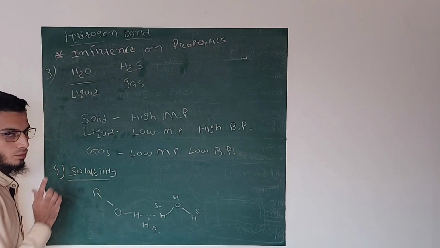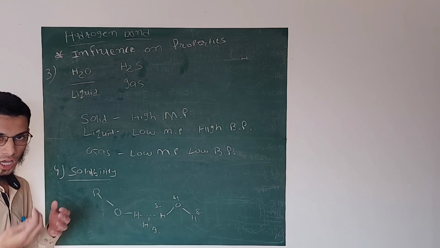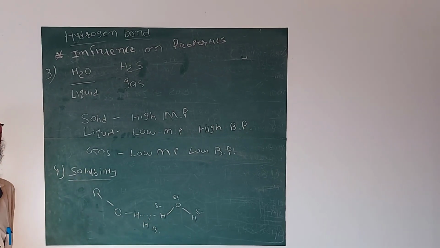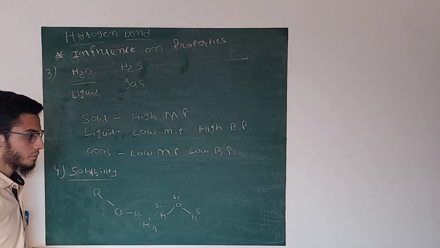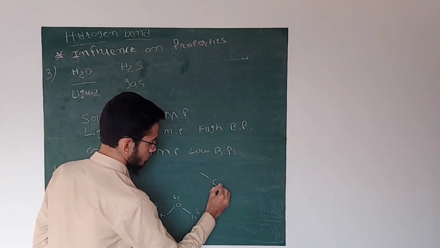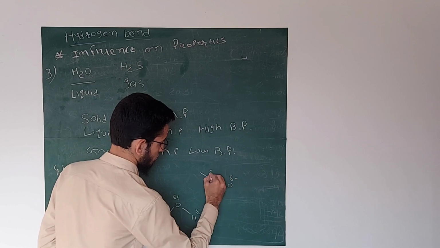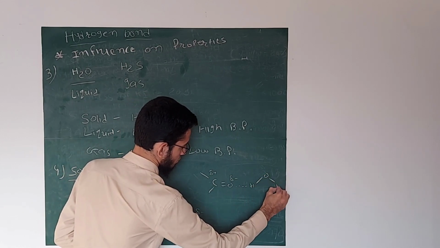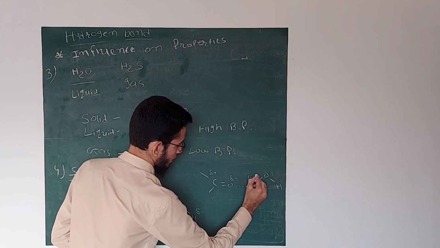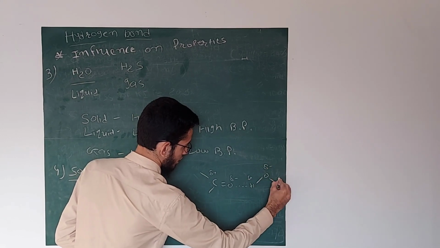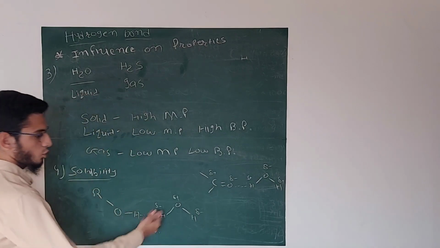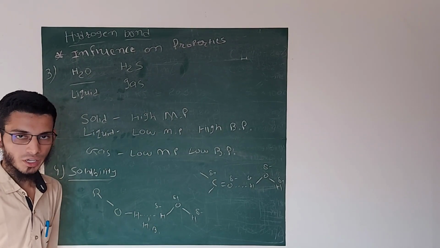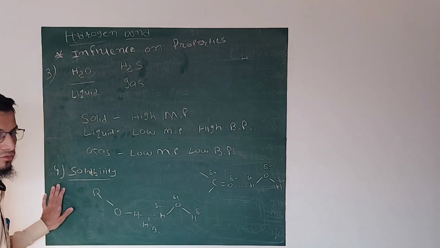So here is the solubility of the alcohol. It will also dissolve in the water molecule because in this case also hydrogen bond is there. Delta minus, delta plus, delta minus and delta plus. Here both cases have solubility, due to the hydrogen bond with the water molecule. So here's the fourth case.